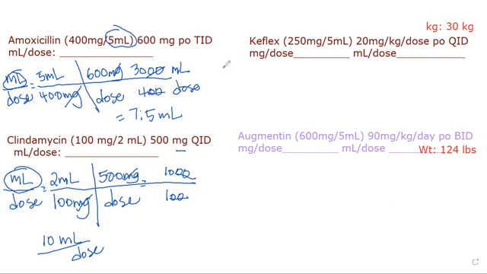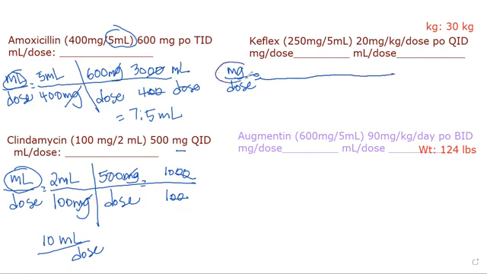All right, this next one is throwing a little bit more complexity in it. So we're going to be doing 2 different things. We're going to calculate milligrams per dose and then milliliters per dose. So our first one here, we're going to do milligrams per dose. So let's go all the way across.